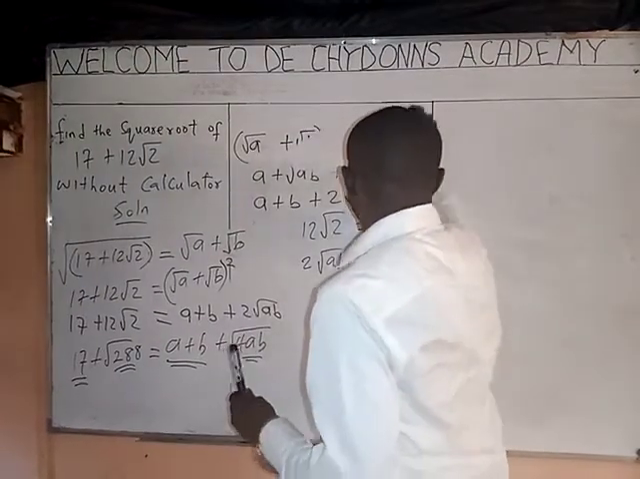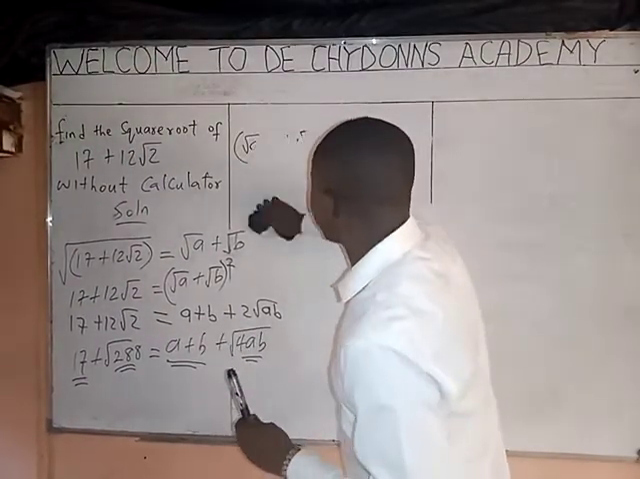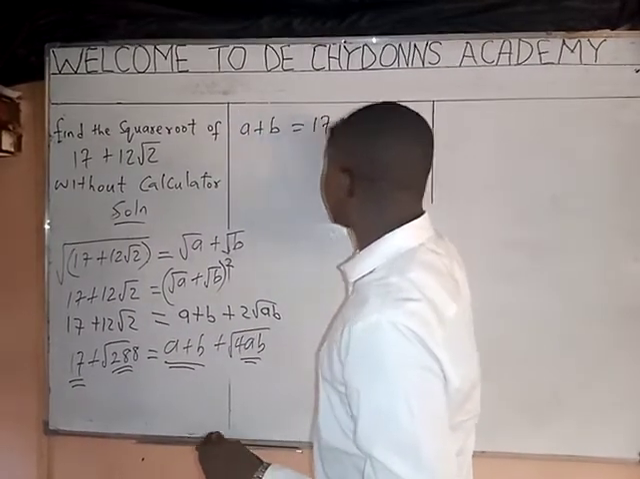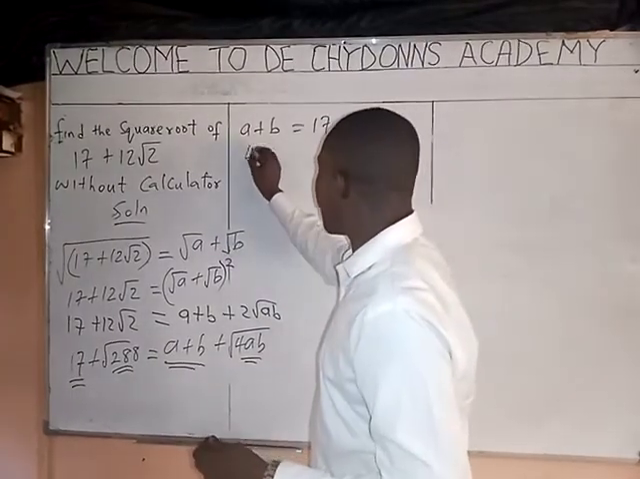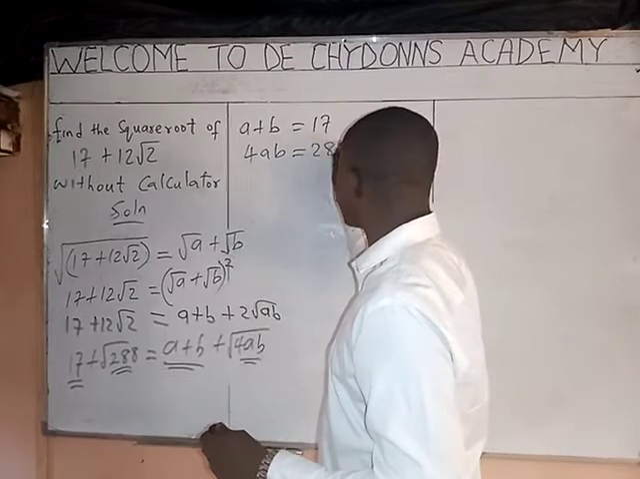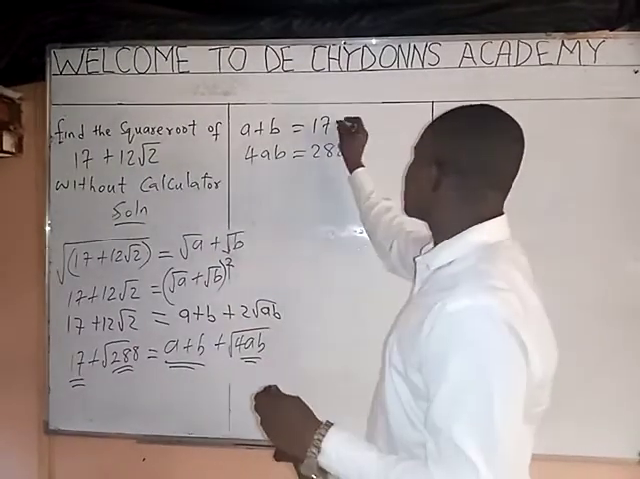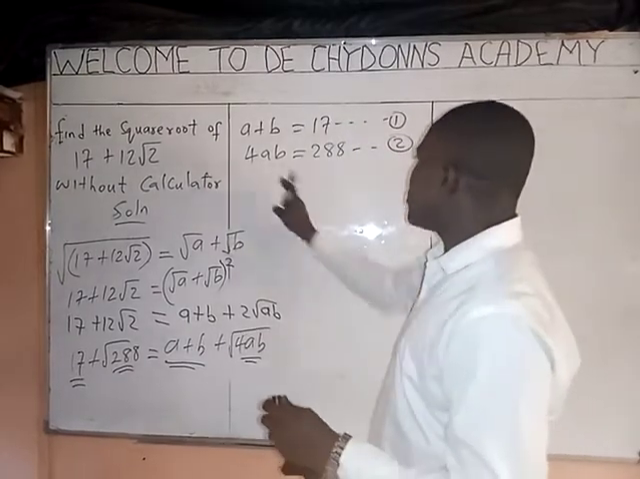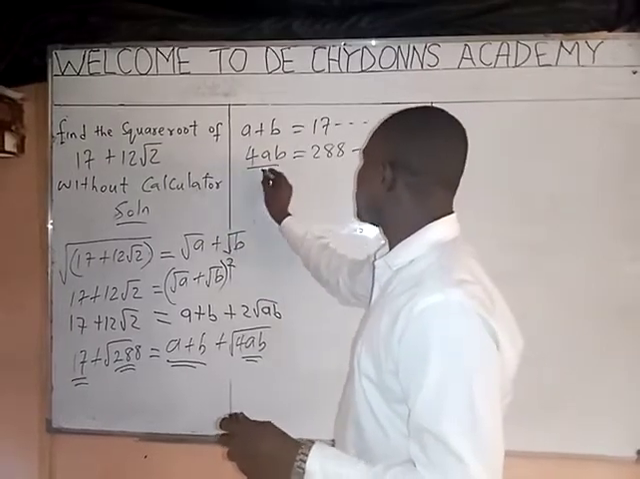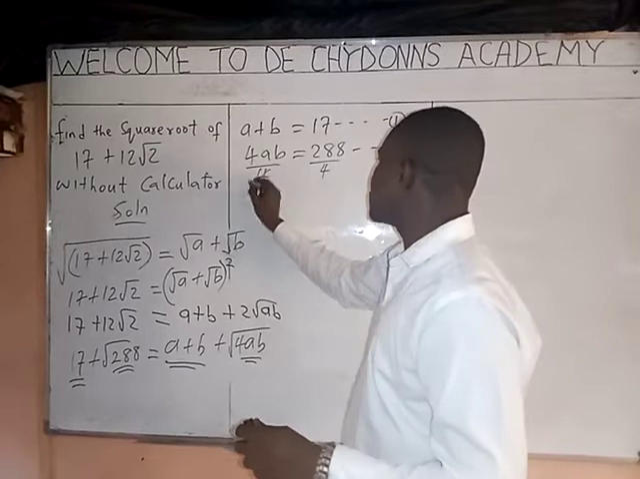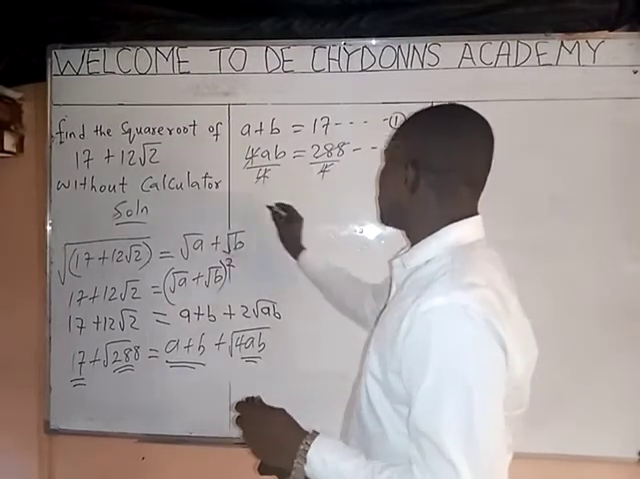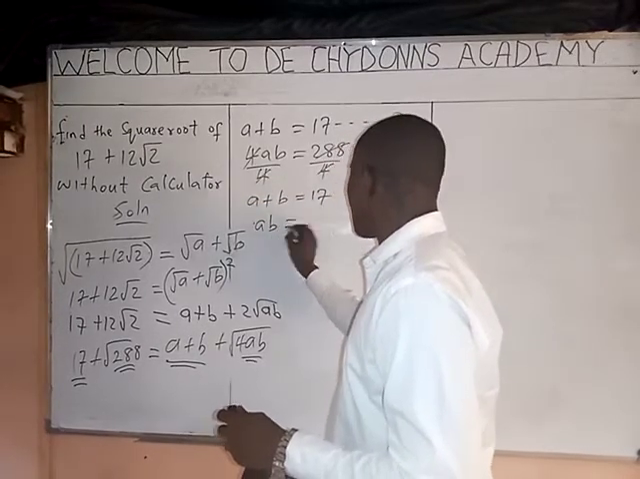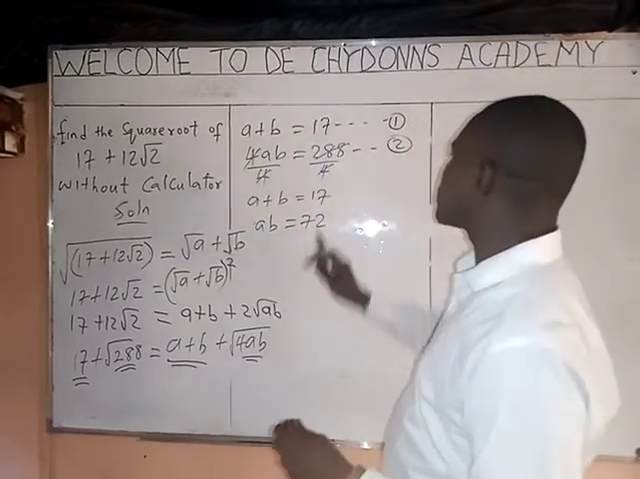Having this, you now round up by saying, okay, I have A plus B equal to 17, then 4AB equal to 288. This is equation 1, equation 2. You have to solve simultaneously. Equation 2 you can also reduce by dividing everything by 4. You now say A plus B equal to 17, then AB equal to 72, because 288 divided by 4 gives you 72.